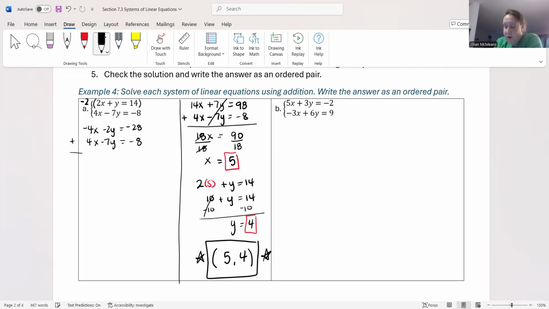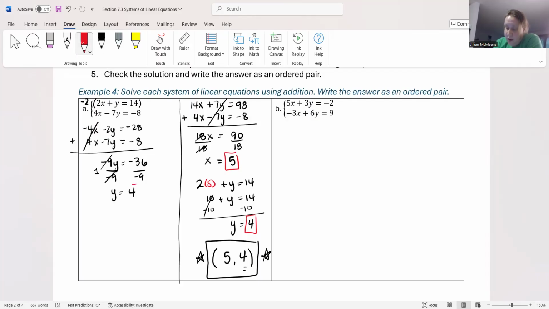Now remember, the whole idea here is to eliminate a variable by adding the two equations. So now when I add the two equations, -4x plus 4x is 0. -2y minus 7y is -9y. And then -28 minus 8 is -36. So I want to solve for y. In order to do that, I need to undo the multiplication of -9 and y. So I divide both sides by -9. The -9s, when I divide them, just become 1, leaving me with y. And then on the right, -36 divided by -9 is 4. And that should look familiar because remember, we already solved this one. We got 4 for y.